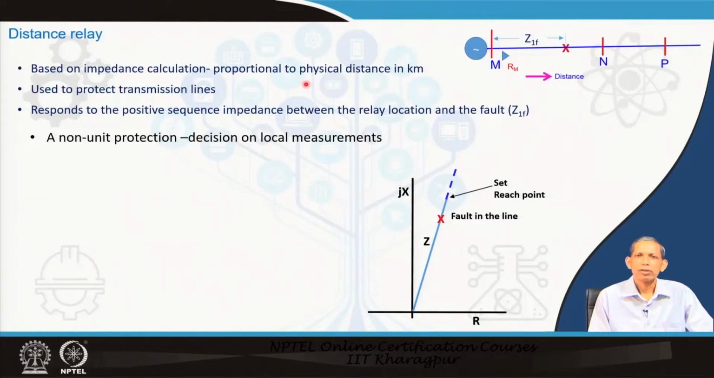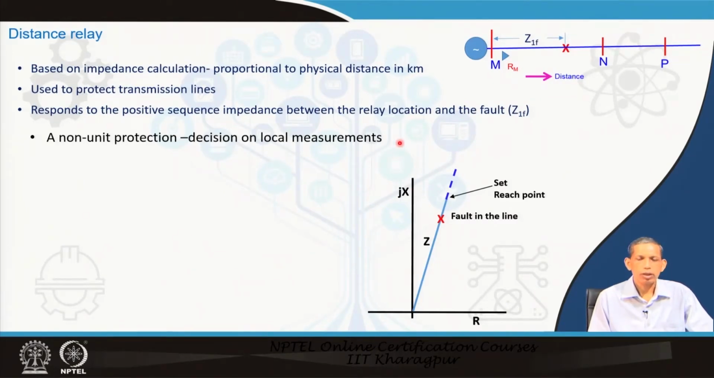Furthermore, because this impedance is proportional to the distance, it relates to the physical distance of the line, or up to the fault point. Such a relay uses only local voltage and current data. So, we call it non-unit protection, and that is its strength also. Now, coming more onto this.